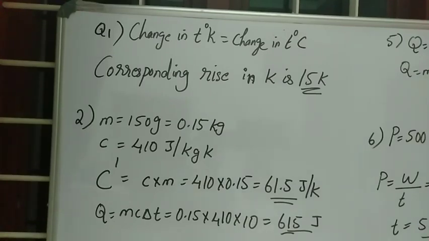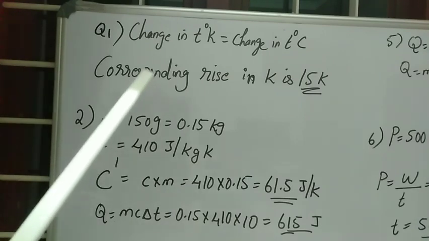Today we are going to deal with the numericals of chapter 11, calorimetry, 11A. Question 1. By imparting heat to a body, its temperature rises by 15 degrees Celsius. What is the corresponding rise in temperature on the Kelvin scale?